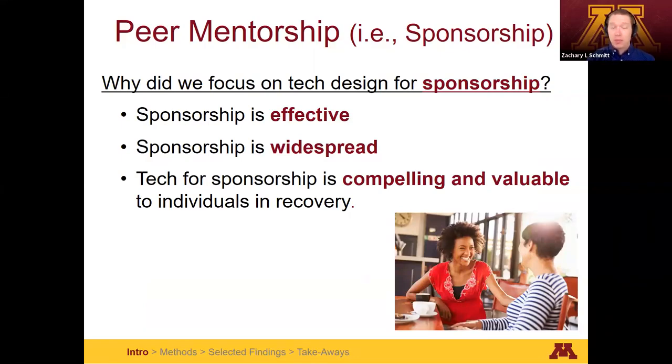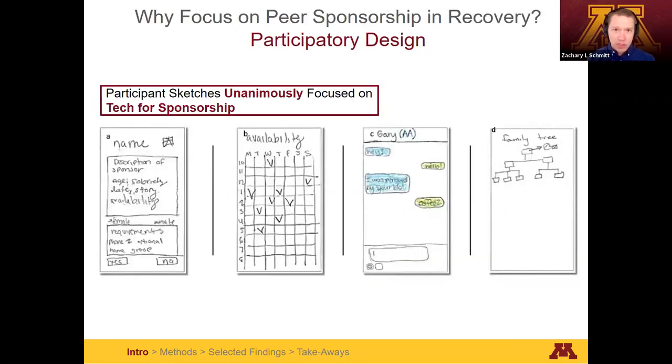Third, and perhaps most importantly, we found that individuals currently in recovery believe that technology designed to support sponsorship has the potential to be highly valuable for their own personal recovery. We observed this value placed on tech for sponsorship in a participatory design study we conducted with individuals in recovery. Even though they were free to focus on anything, participants in that study independently and unanimously chose to design technology to support their own personal relationship with their sponsor.